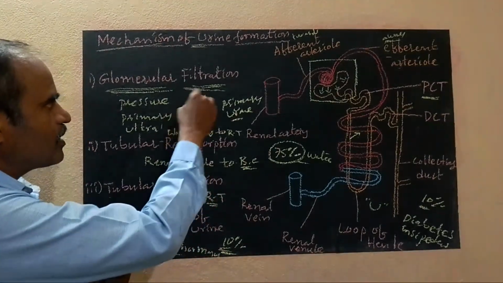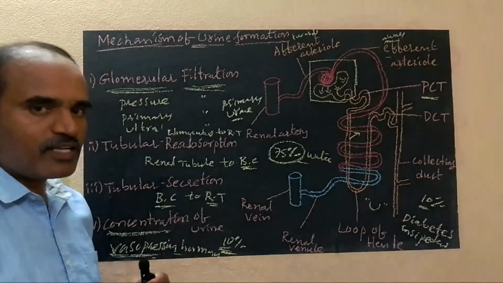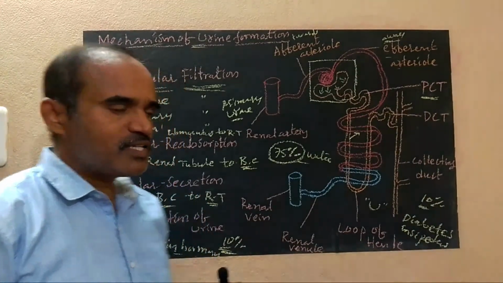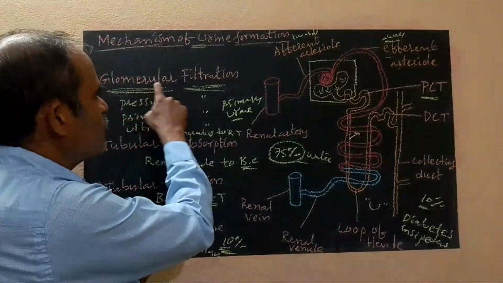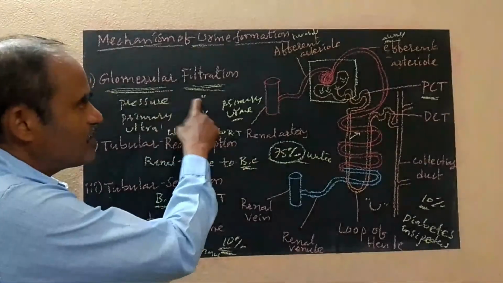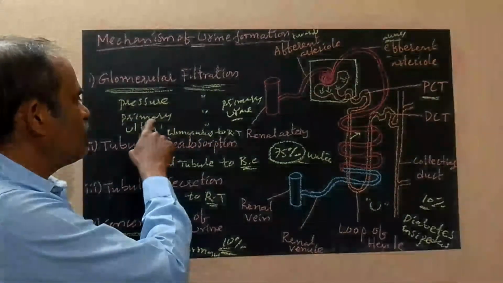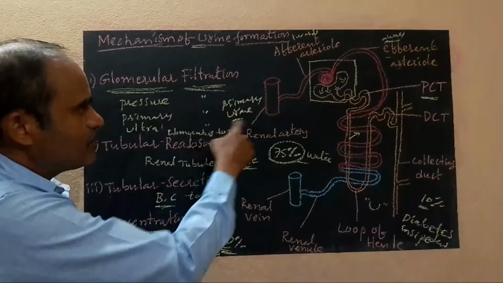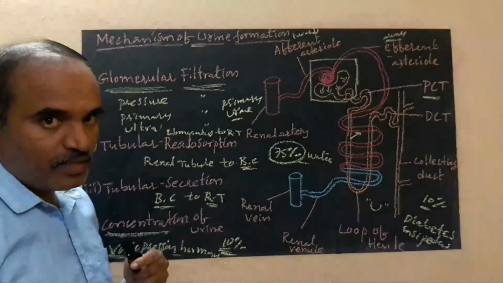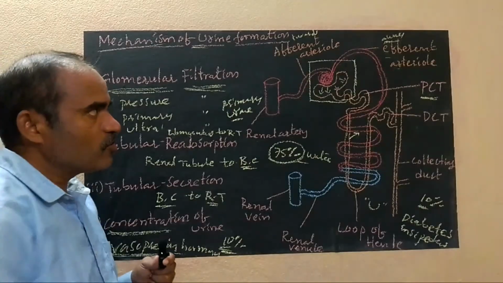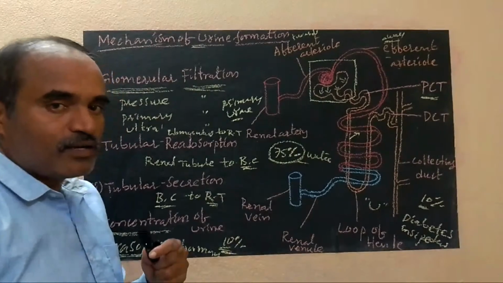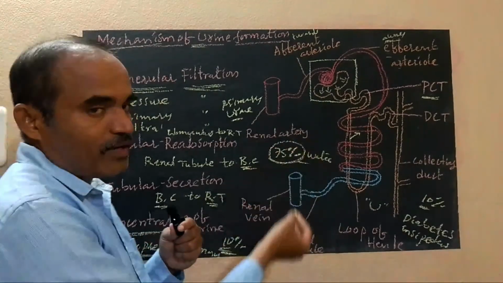So here is the mechanism of urine formation. It has four stages. The first one is glomerular filtration. It is also called pressure filtration, primary urine, and also ultrafiltration. Glomerular filtration takes place in which part of the nephron?